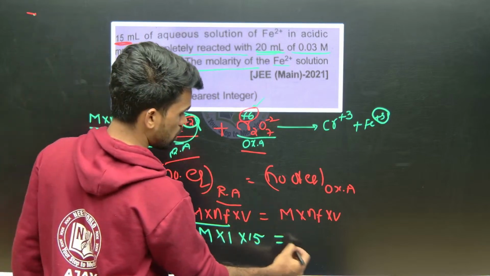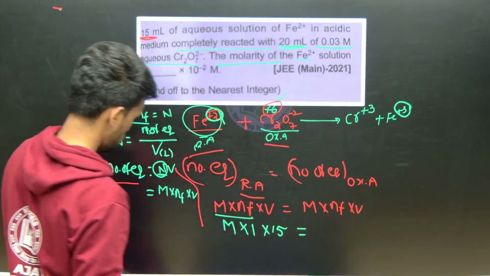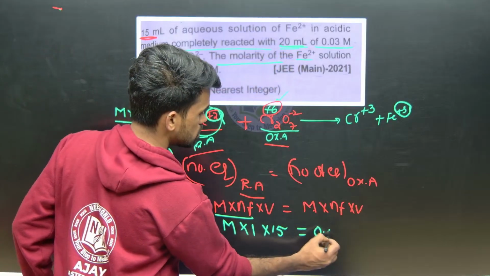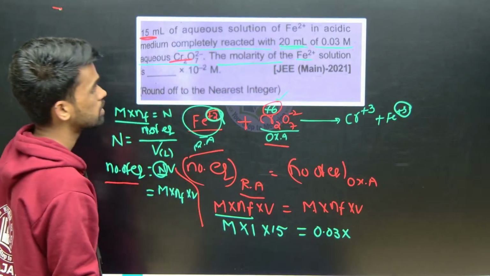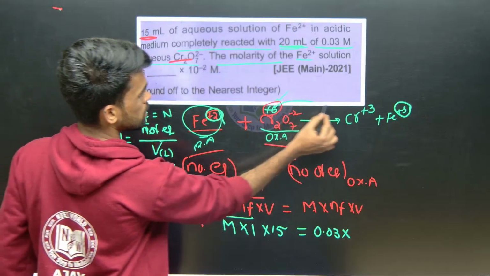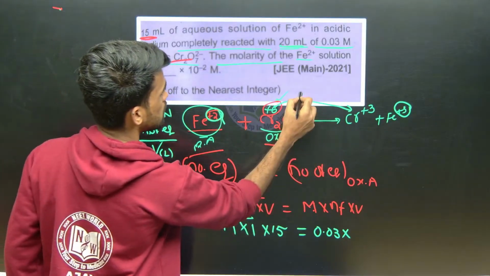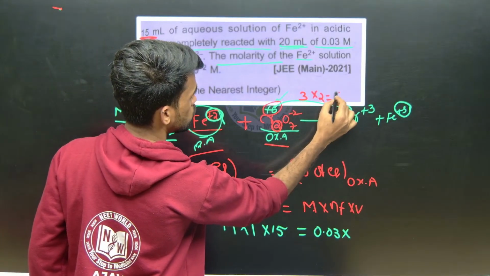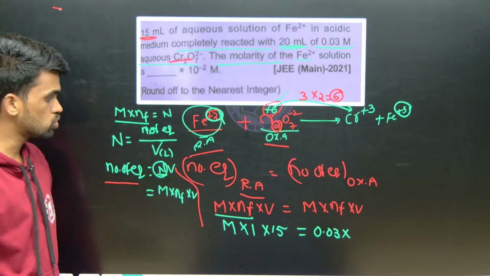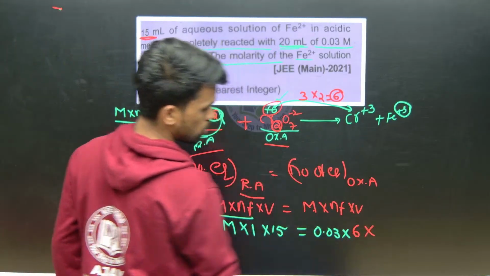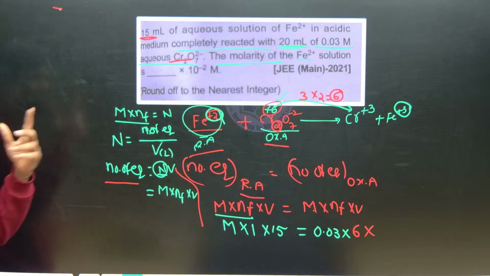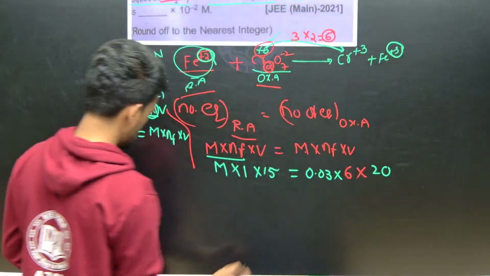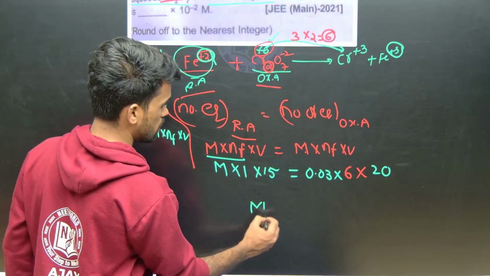Now this side, what do we have? Molarity. How much did they mention for dichromate? 0.03. And what about its n factor? See, plus 6 is converting into plus 3, meaning the n factor is 3 for 1 chromium. How many are there? 2 are there. So the total n factor will be how much? You should take 6 here. Into, and what about the volume mentioned? 20. So now whatever value you get, that will be your answer for the question.